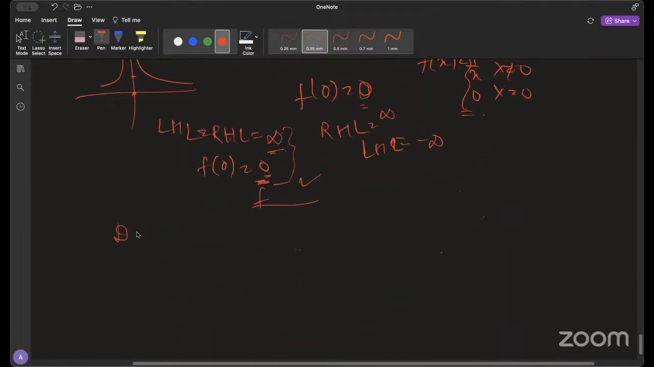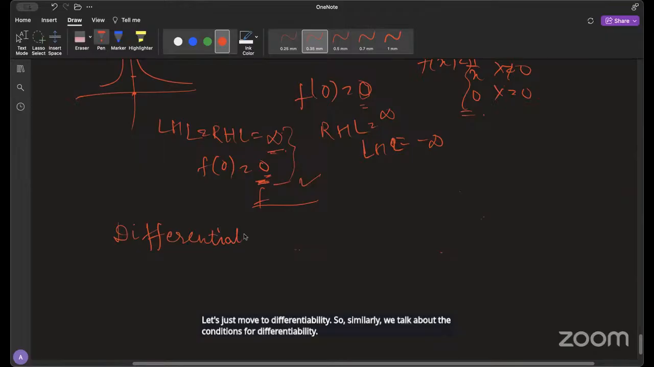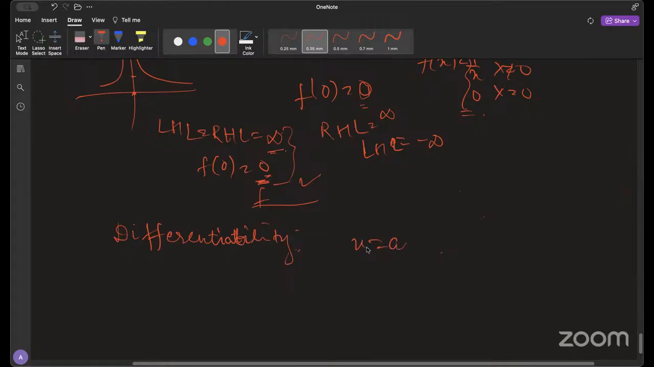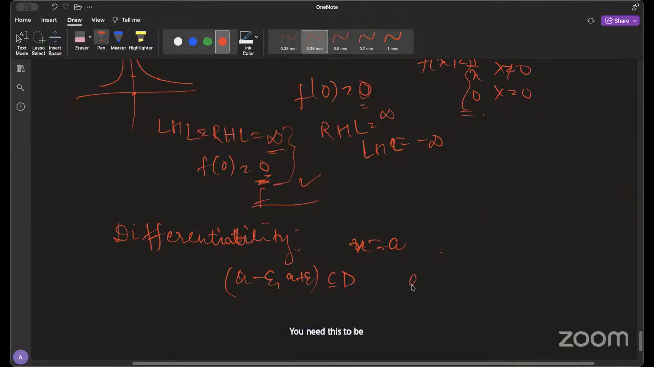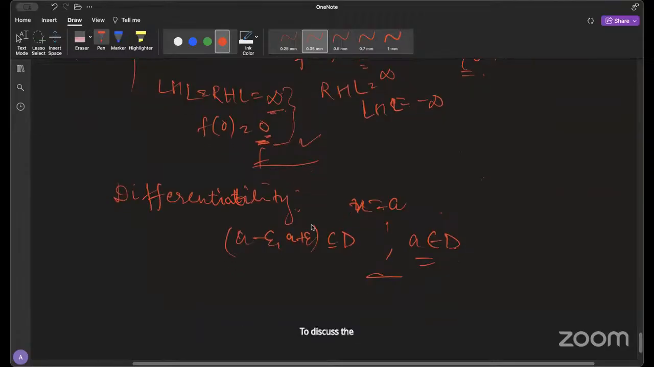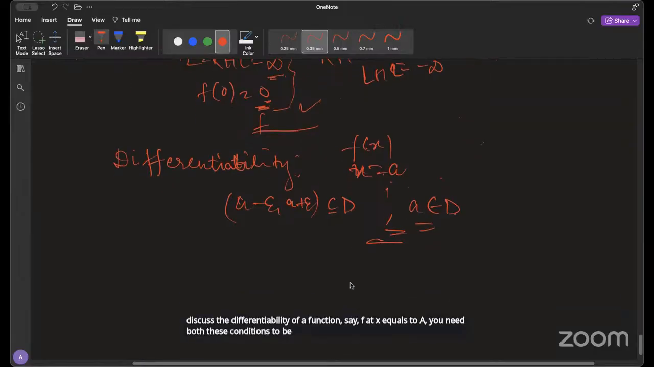Okay. Yes, ma'am. Let's just move to differentiability. So similarly, we talk about the conditions for differentiability at a. At x equals a, if you have to discuss the differentiability of a function, you need both of the conditions, and we'll just discuss why you need both. You need this to be true, and you need this to be true as well. To discuss the differentiability of a function, say f at x equals a, you need both these conditions to be true. And let's just see what differentiability is.